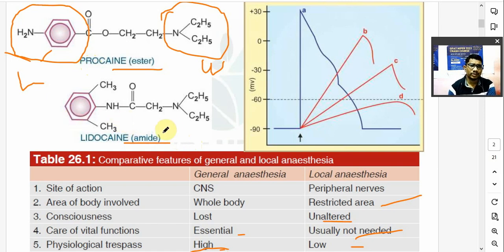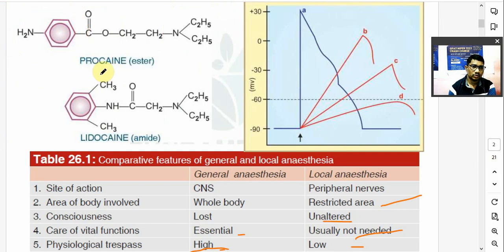So in the amide you can say here is the amide NH2, C double bond O, it is the amide group, and this one is known as ester. So depending upon the type, they are classified either as ester type of local anesthetics or amide type of local anesthetics. This portion contributes to lipid solubility, this portion contributes to water solubility. So you can say these local anesthetics are amphiphilic in nature. We have both lipid solubility as well as water solubility.